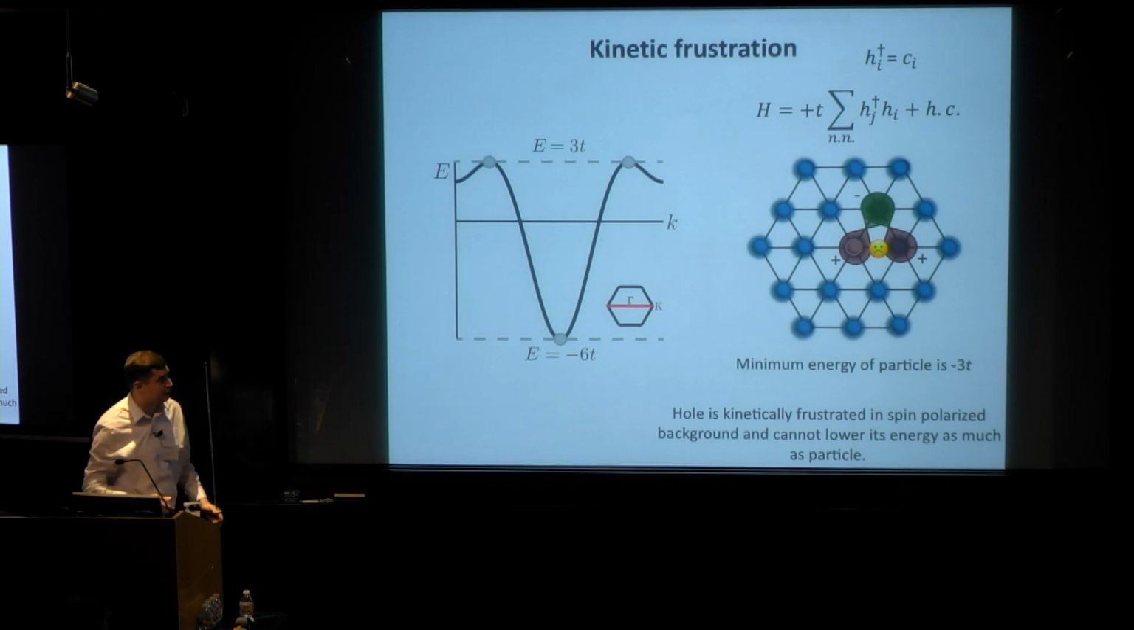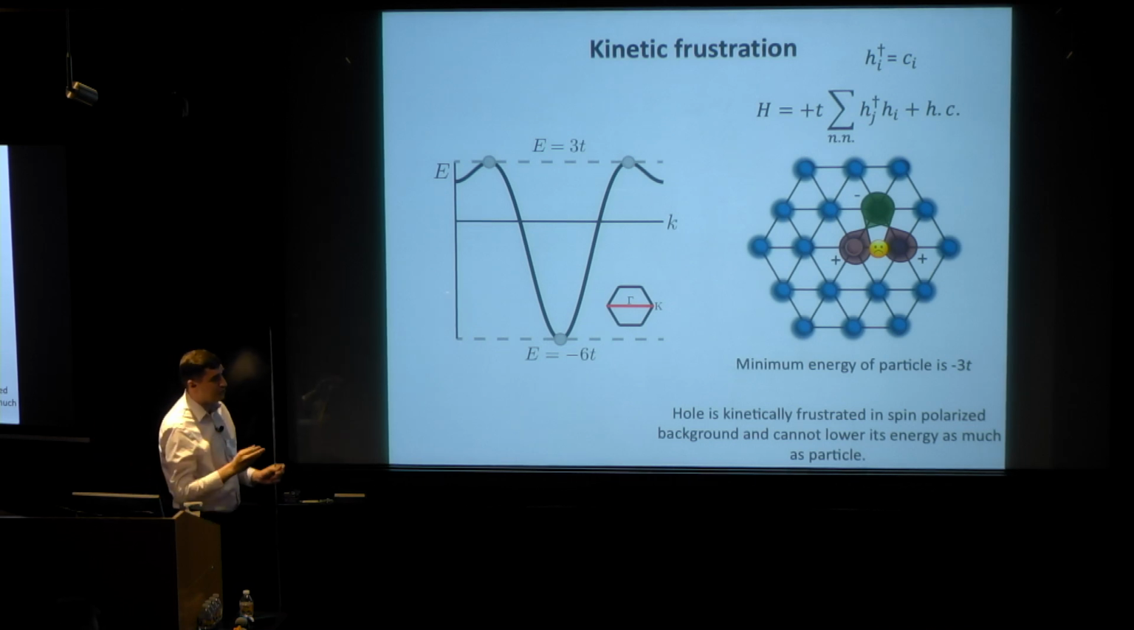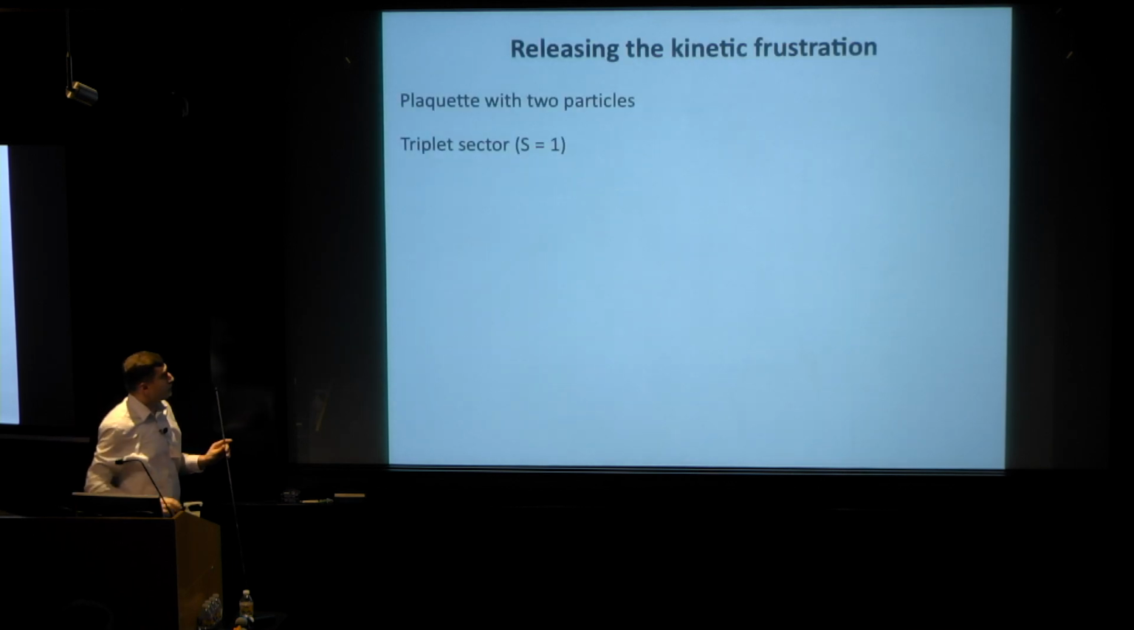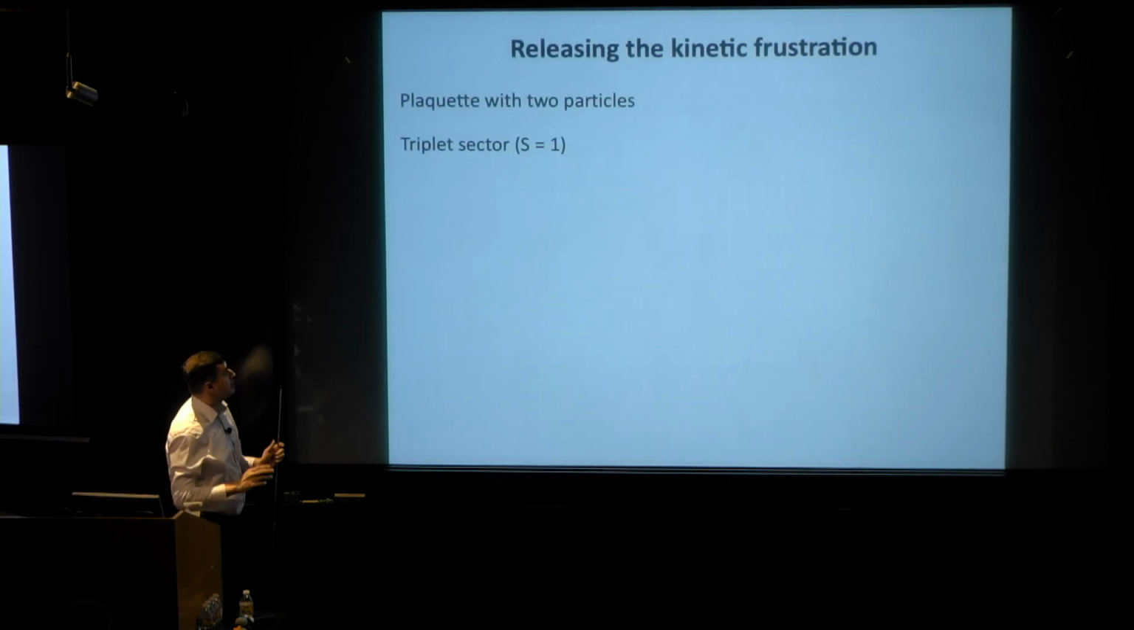So how do you fix this problem? So ultimately, this problem, as was described, is coming from destructive interference of different pathways of the hole in the triangular lattice. So they're destructively interfering in this spin-polarized background, and that's what's causing this kinetic frustration. So to remove the interference, what you want to do is to flip some spins around the hole. Okay? And so you naturally want to form this object where you flip spins around the hole and you form a polaron.